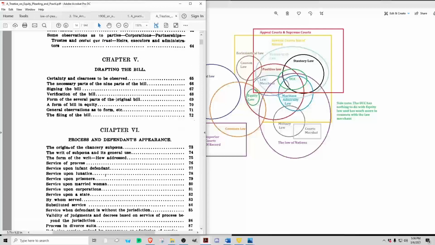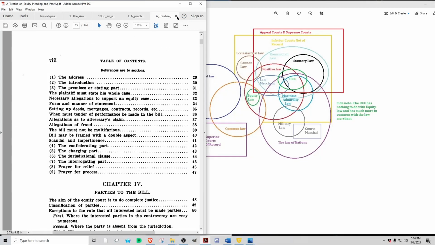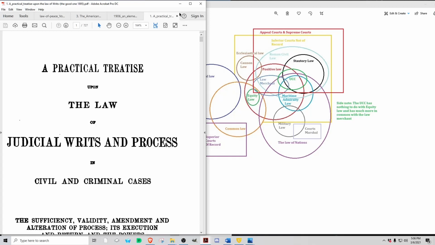So anyway, this is pretty much the only book you'll ever need on equity. Now, there are more of them, and I think I do have some other ones in the VSOF library, but we can do ecclesiastical law.